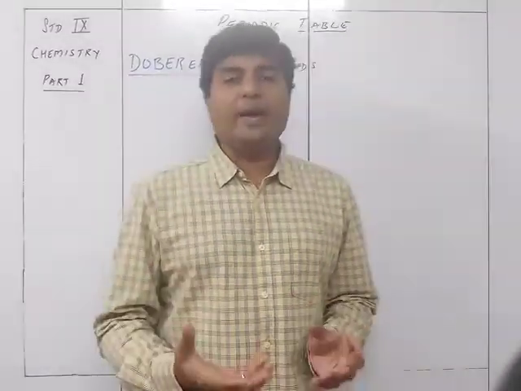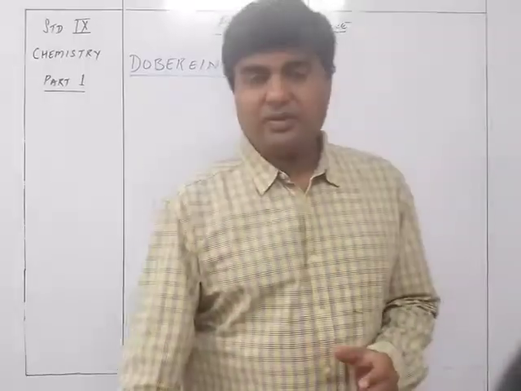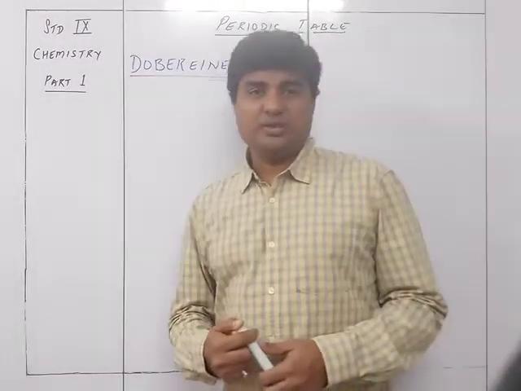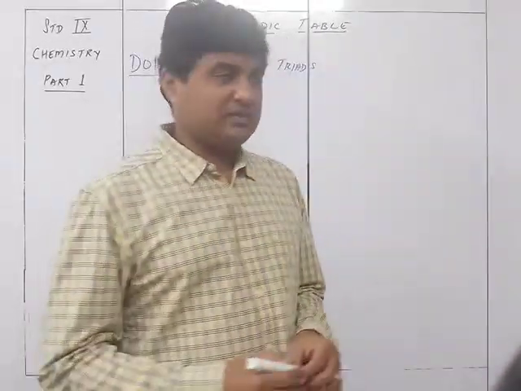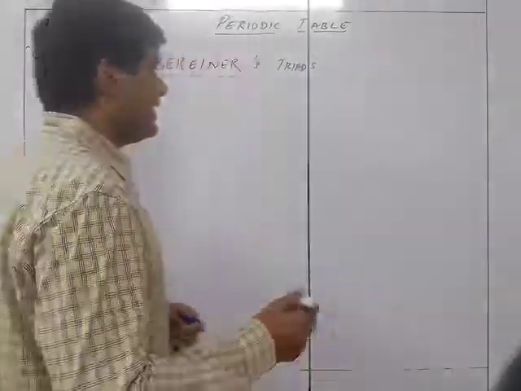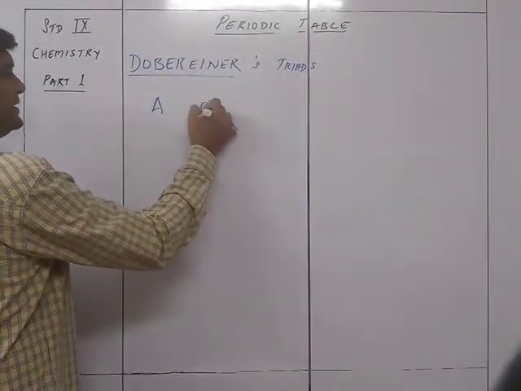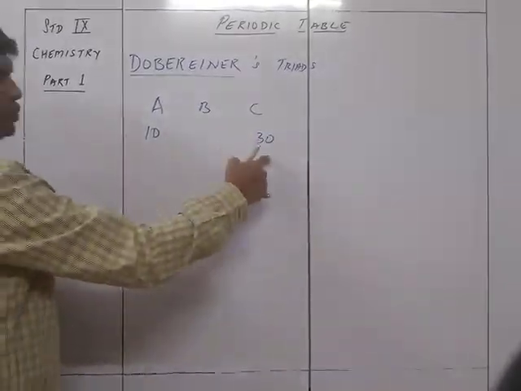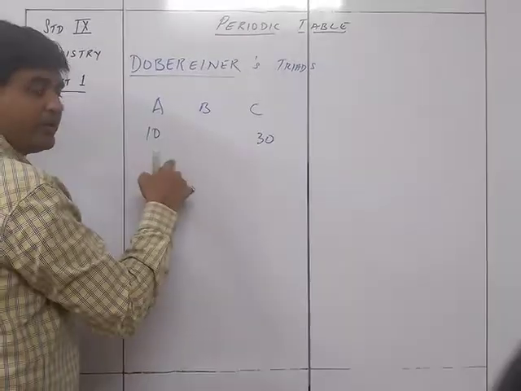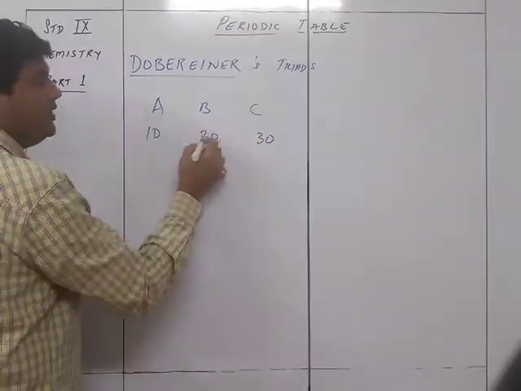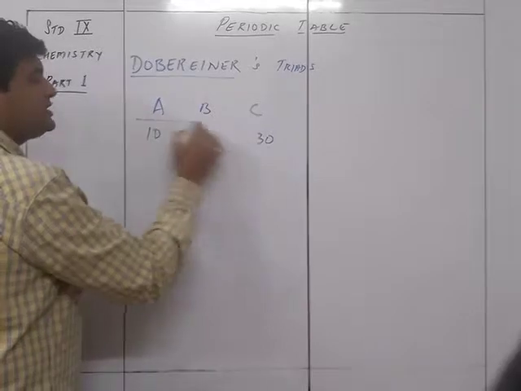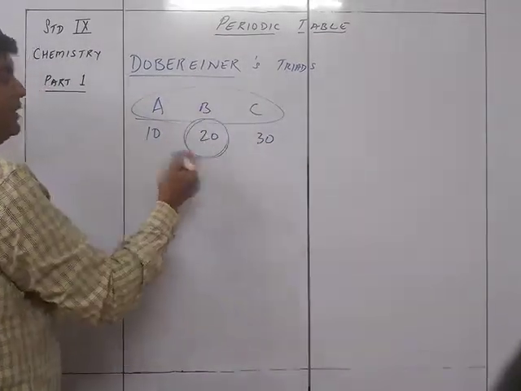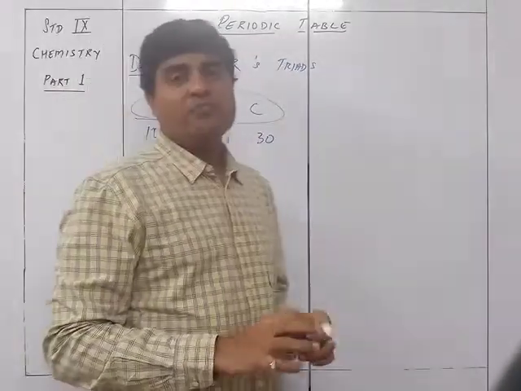So when atomic weight was the first criterion, what Dobereiner did was take three elements of similar characteristics, suppose A, B and C. Suppose the atomic weight of the first is 10 and the third is 30. The mean of these two is 20, because 30 plus 10 is 40, and 40 upon 2 is 20. He found that if these three are of similar nature, then the atomic mass of the second one is the arithmetic mean of the first and the third.